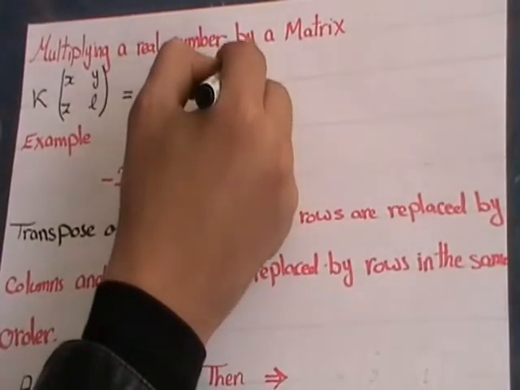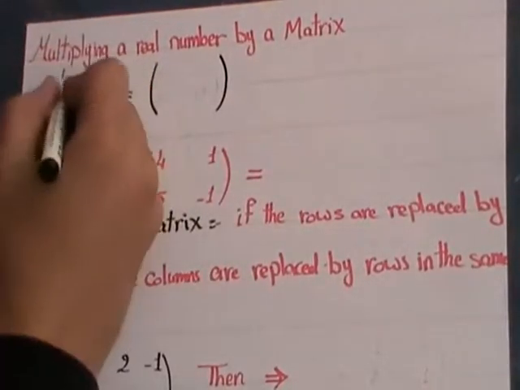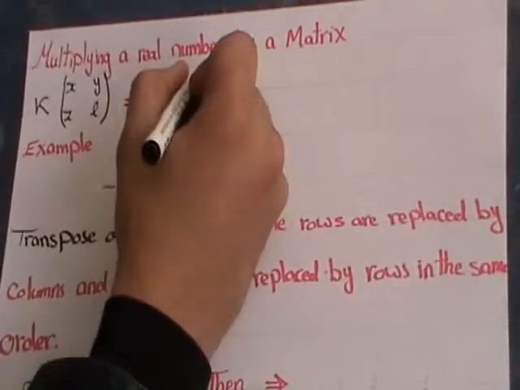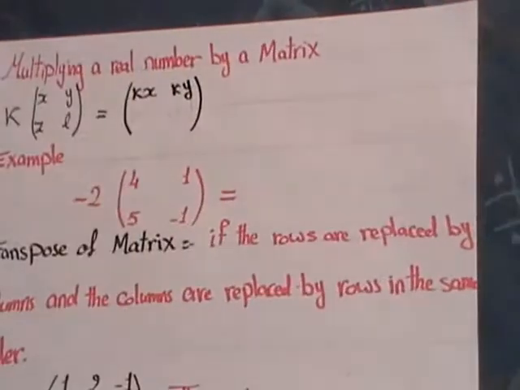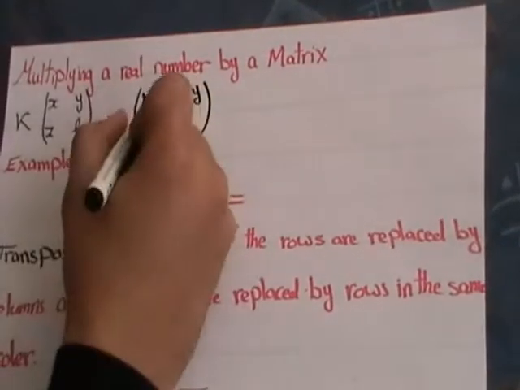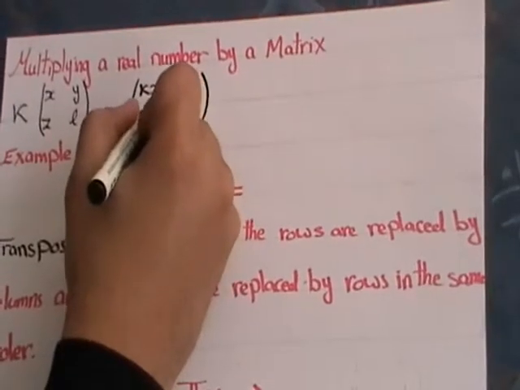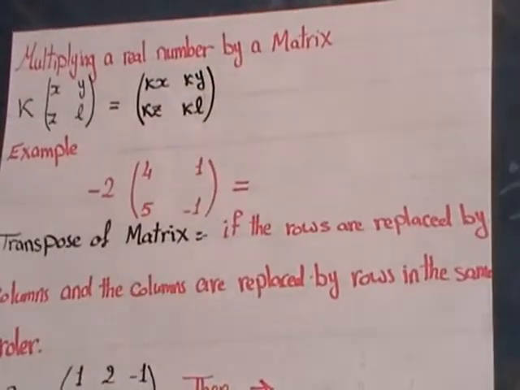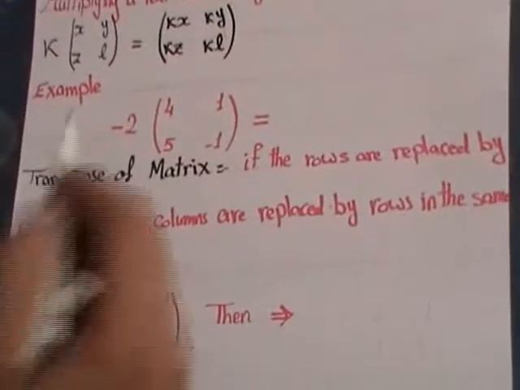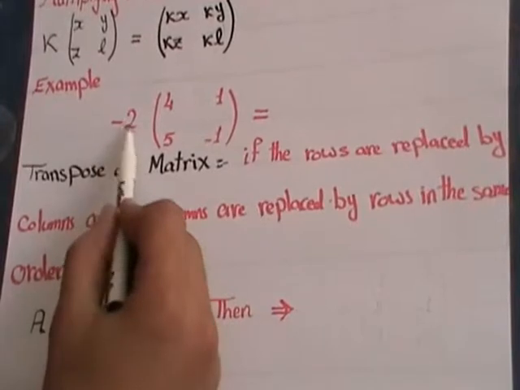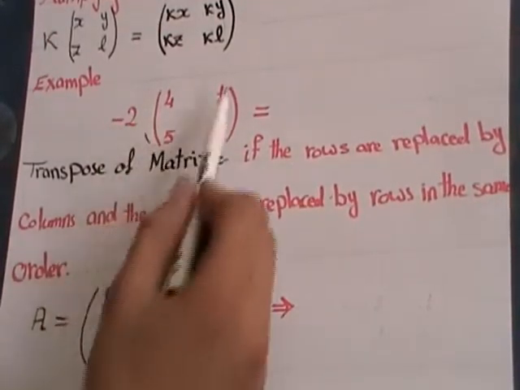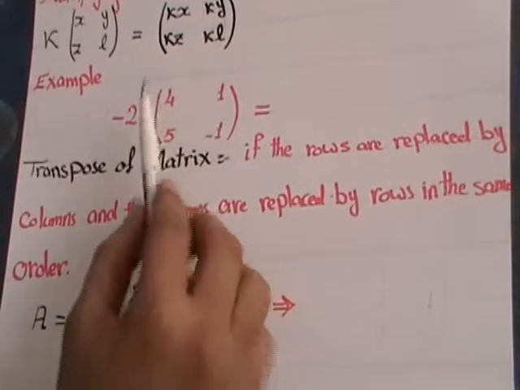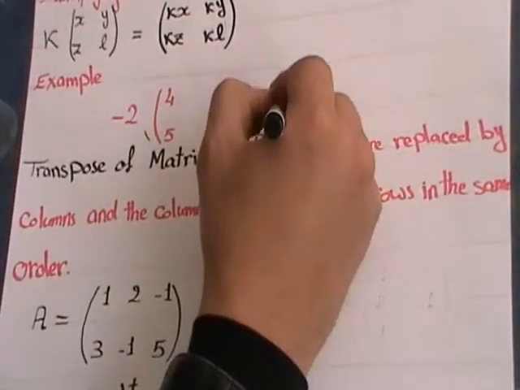So the answer will be k times x, which equals kx. k times y equals ky. In the same way, in the second row, k times z equals kz, and kl is the last element. For example, we have here -2. We want to multiply this real number by the matrix, which contains 4 elements, in this way.